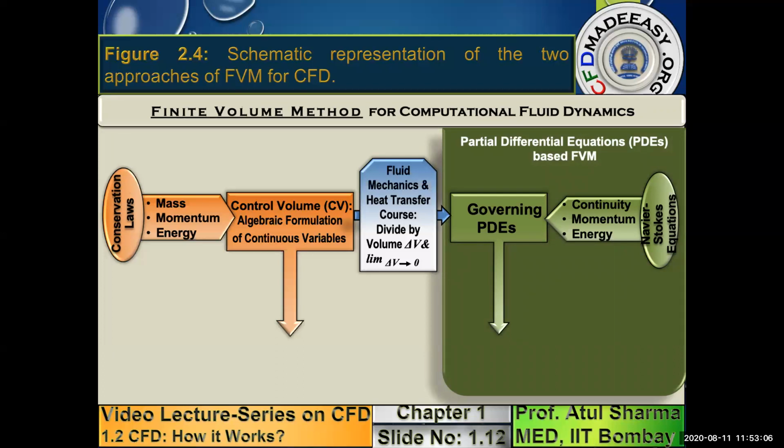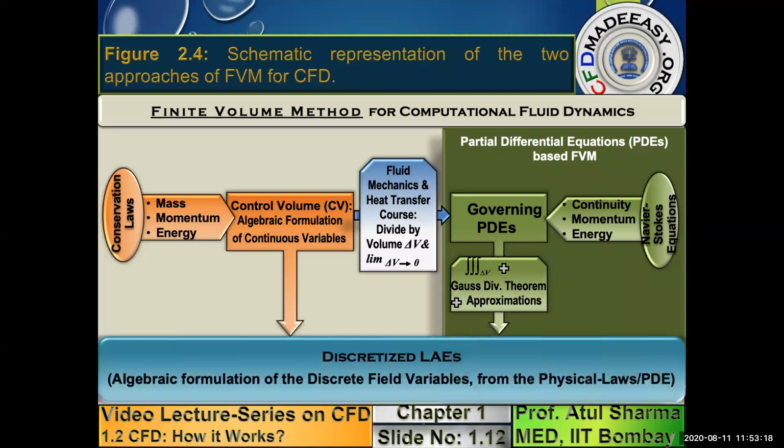Now, almost all the books based on finite volume method start with these governing partial differential equations. Then they use a mathematical procedure. First, they do a volume integral, and for certain terms, the Gauss divergence theorem is used. Along with certain approximations, finally they lead to discretized linear algebraic equations.